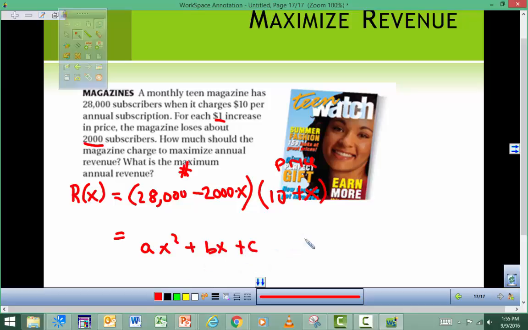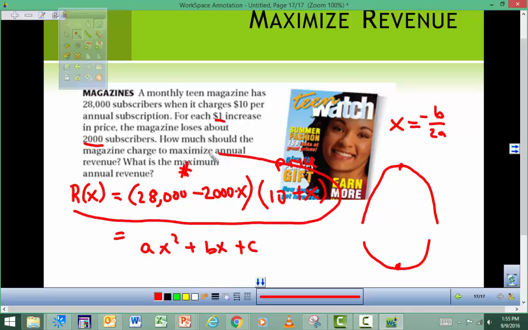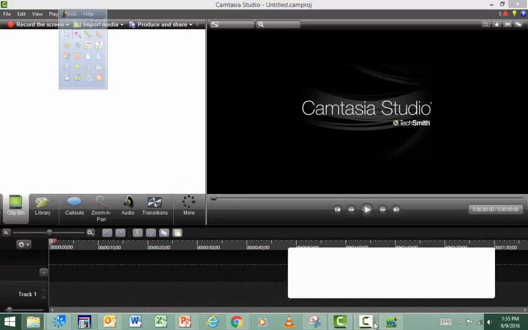Now, Mr. Russell told us how to find the x coordinate. Remember, this is going to be a parabola, and the parabola either opens up or opens down, and it'll either have a maximum or a minimum. Remember how to find the x coordinate: it's equal to negative b over 2a. I'm not going to go through the whole process. We set the problem up. I'm assuming you guys can multiply that out and finish it off. Okay, so I'm going to stop the Camtasia video.